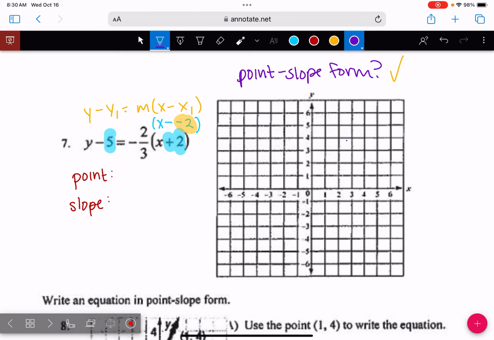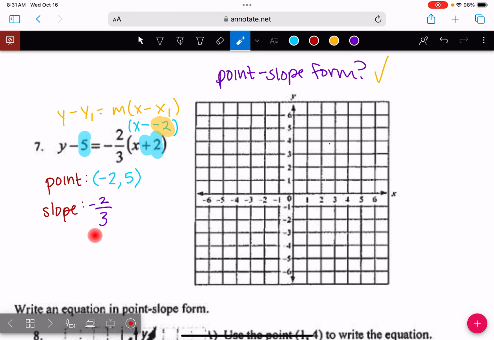So when I come down here to write my point, I have a -2, 5. And what is a nice trick to remember that is, if you see a plus value in your formula, you know it has to be negative. If you see a minus sign, you know it has to be positive. So it's the opposite. See a plus, my point is a negative. See a minus, my point is a positive. Okay? And last but not least, we have our slope of -2/3.